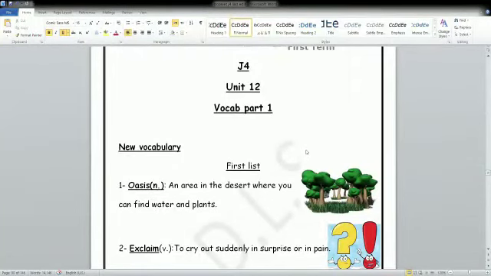Hello, jr4. We have today Unit 12. Let's read the vocab part 1.